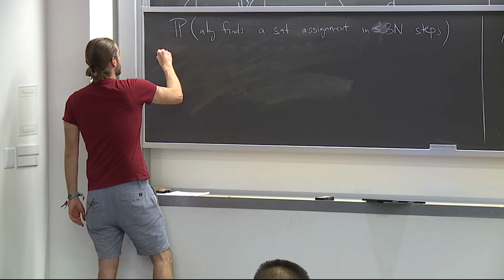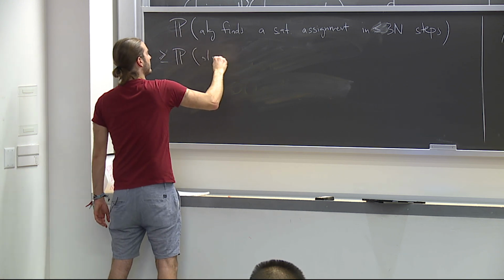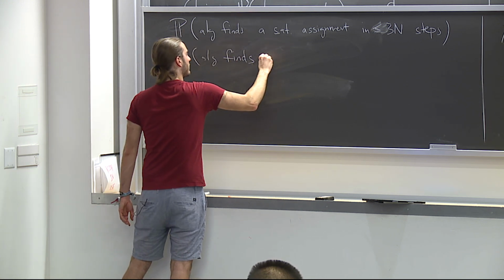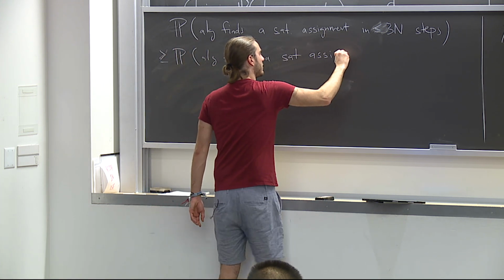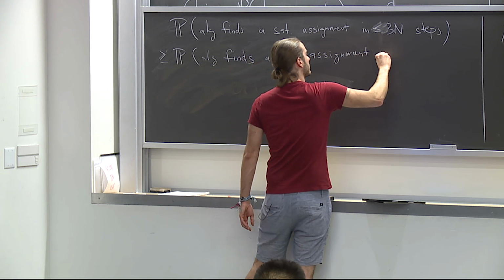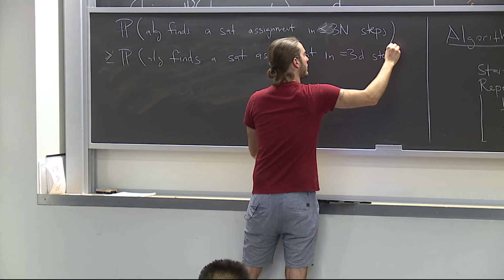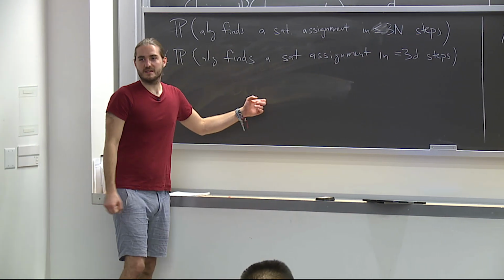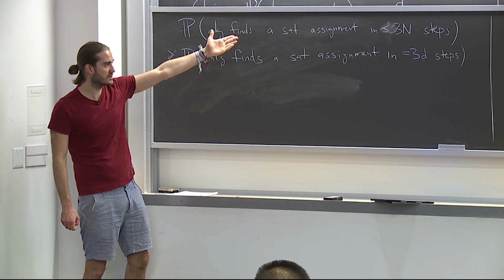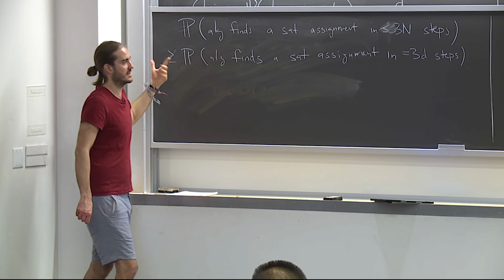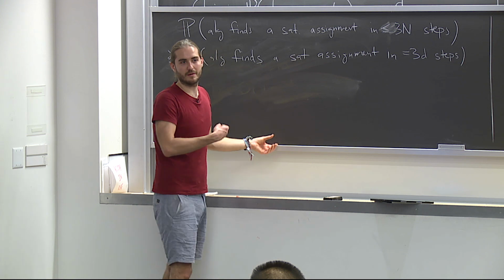So let me say this probability is at least the probability that the algorithm finds a satisfying assignment in exactly 3d steps. That's obviously a sub-event. If you manage to find a satisfying assignment in at most 3n steps, then it's sufficient to just lower bound the probability that you find it in exactly 3d steps. Right? And now I'm making the situation even worse.